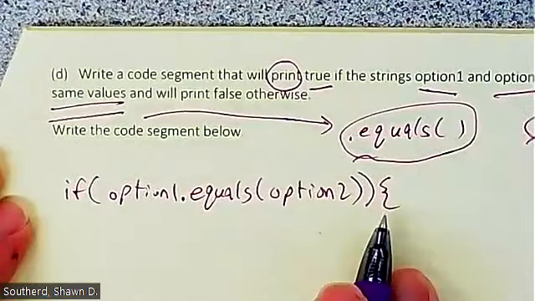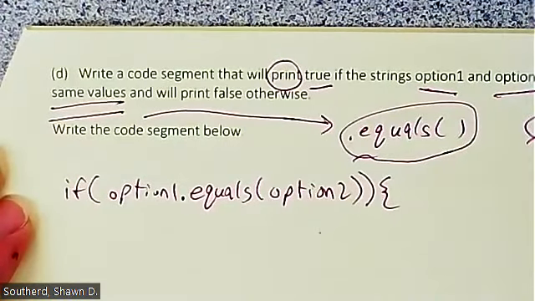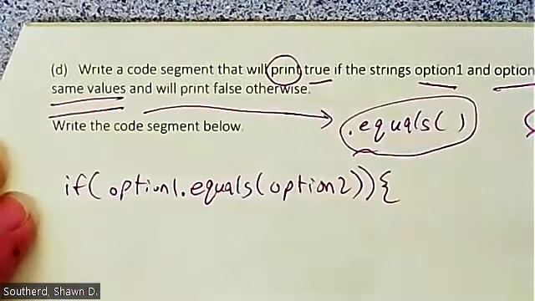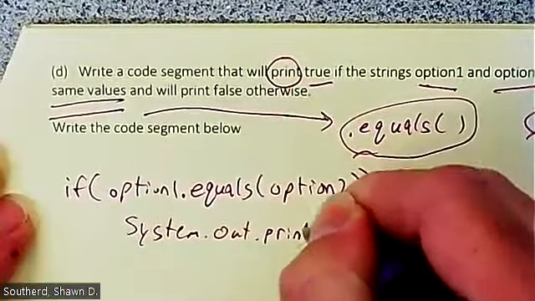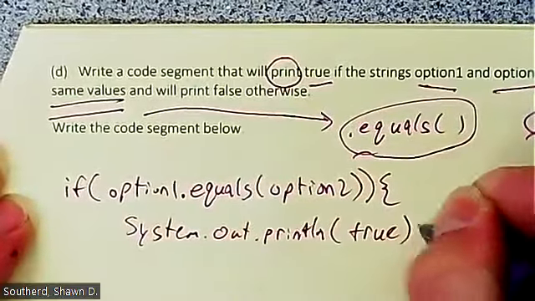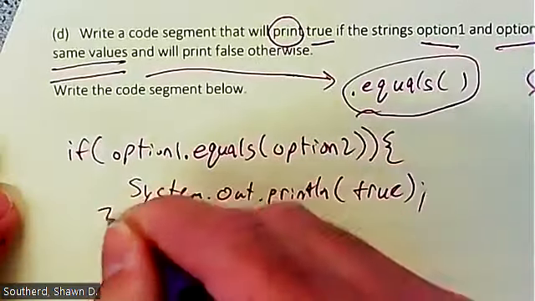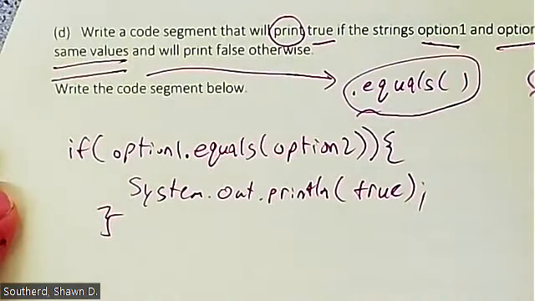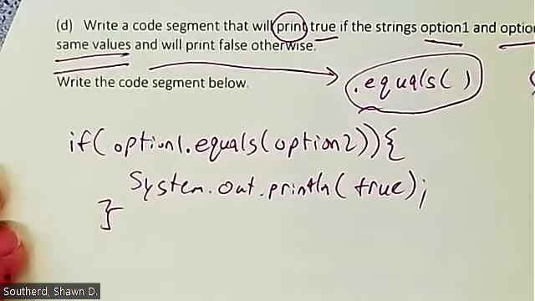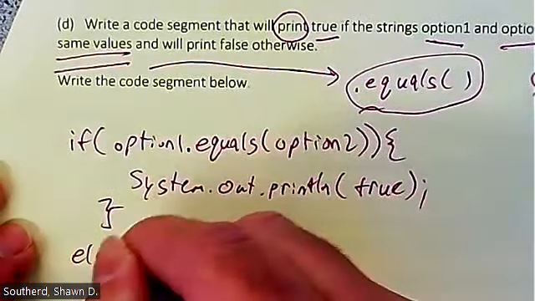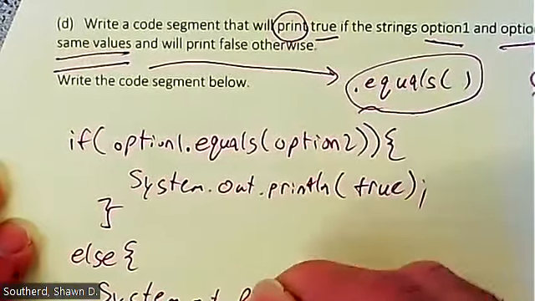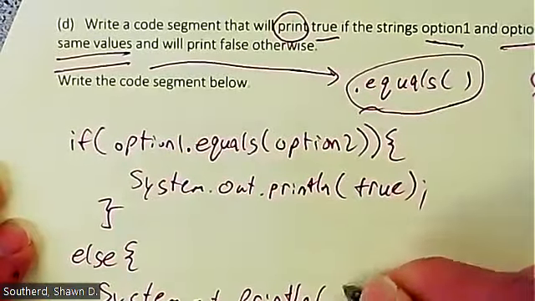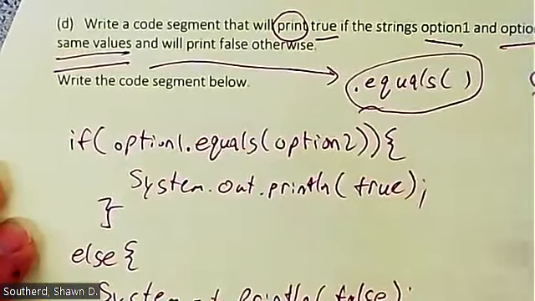So assuming this is true, then it'll print, it's just going to print true. Okay, so then I would just go ahead and print true. And if that's not the case, we just need to print false, right? Otherwise, it says. So that's a dead giveaway. We're going to use the else and then just print false.